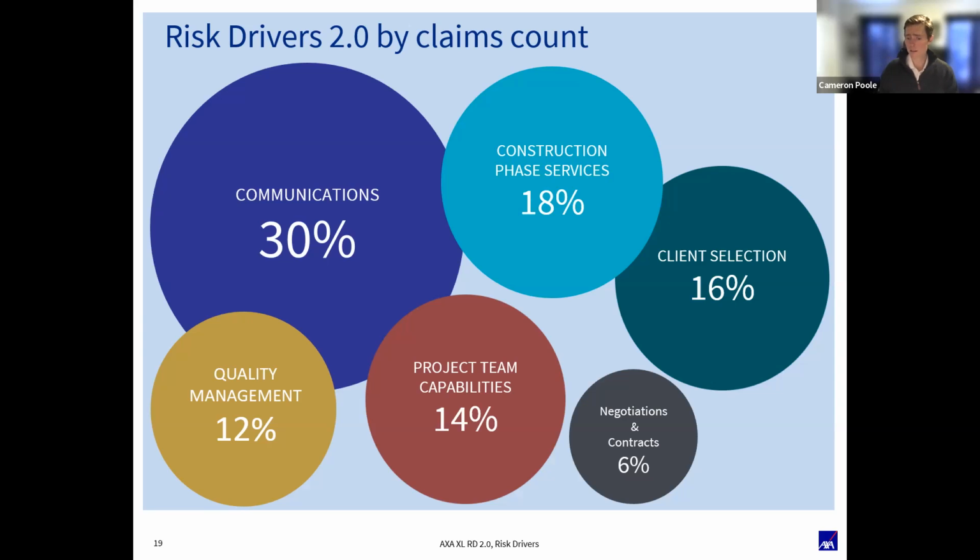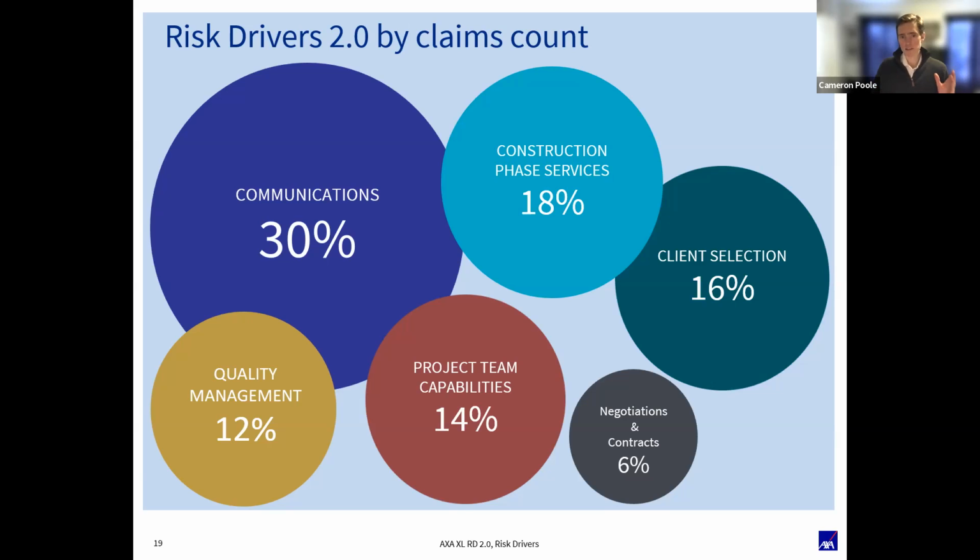Just below that, client selection at 16%. Just below that, project team capabilities driving 14% of claims. Quality management driving 12% of claims, and then negotiations and contracts driving 6% of the overall claims we see. So when we look at claims, again, we think of it 2 ways. We think of frequency and severity. So this is the gauge of frequency.